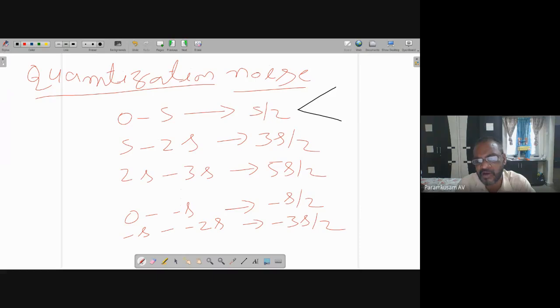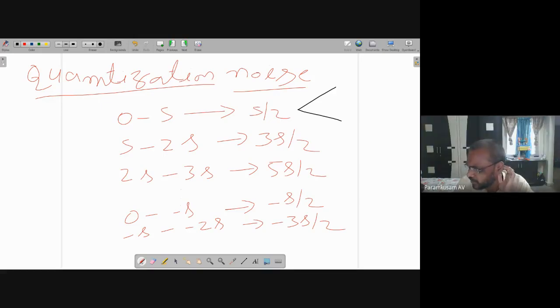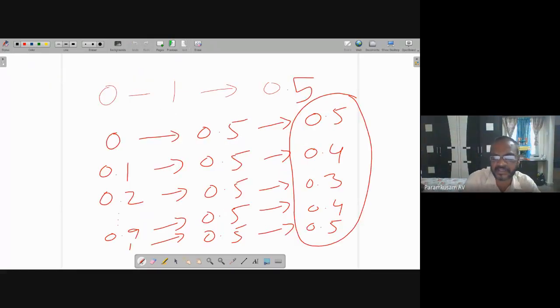And what is the maximum error? What is the minimum error? S by 2 is the maximum error. You neglect the sign. So, suppose in this case, if the input is 0, the range 0 to 1 is mapped to 0.5 volts. If the input is 0, the error is 0.5. If the input is 1, the error is also 0.5. Here I don't consider the sign. Suppose if the input is 0, the error is positive, and if the input is 1, the error is minus 0.5. But I don't consider the sign, I consider the magnitude only.